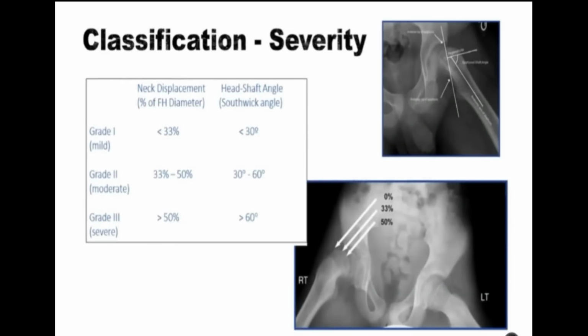Classification really ranks on severity, and there's a couple ways to do this. You can look at what we call the head-to-shaft angle, or Southwick angle. That's the top right, where you look at an angle perpendicular to the epiphysis, and based on the angle that you get, it tells you the severity: mild, moderate, or severe. You can also look at overall neck displacement. The bottom image demonstrates that quite well. You look at the percentage of how much that ice cream scoop is coming off the cone, varying from 0 to 50. If it's greater than 50, we know it's a pretty severe deformity.